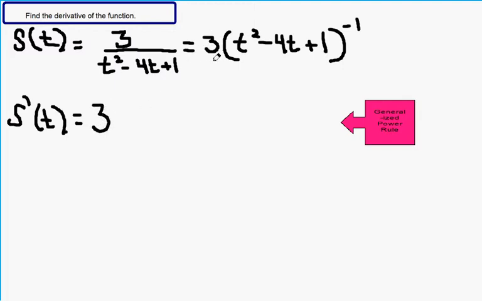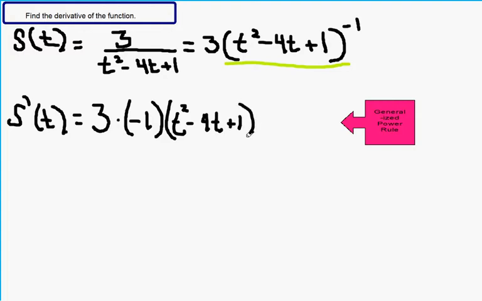Since this is just a number multiplying the parentheses, I can write down the number. I don't have to use product rule. I'm just using generalized power rule. Now I look at this factor in the original function. It has an exponent of negative 1. I need to bring down the negative 1 and multiply in my derivative. Leave the base alone, t squared minus 4t plus 1. And back from my original function, I subtract 1 from that exponent.